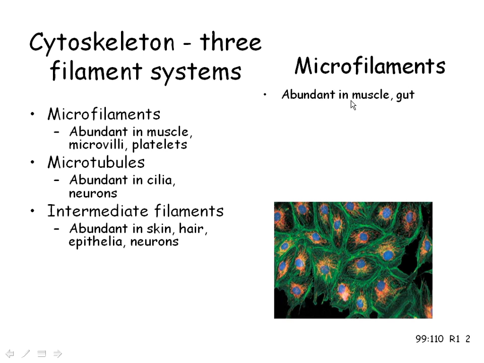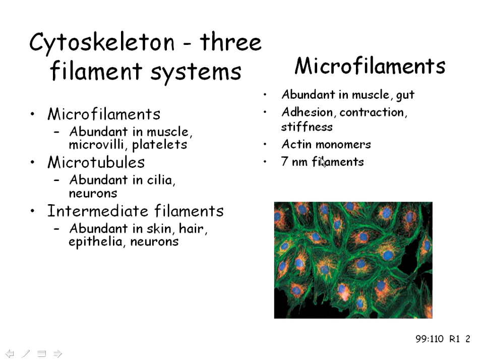We just mentioned that about the intermediate filaments. The major features for microfilaments are to hold on to things, for adhesion, cell-cell adhesion, cell-substrate adhesion, contraction, so the work of muscles is to contract, and to provide stiffness. There are places where they do that. They are built up out of a protein called actin, which can be found as a free monomeric protein. Their filament length is fairly small. You don't need to memorize 7 nanometers, but they're microfilaments because they're the small filaments.